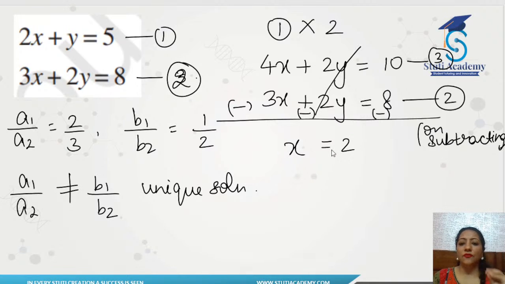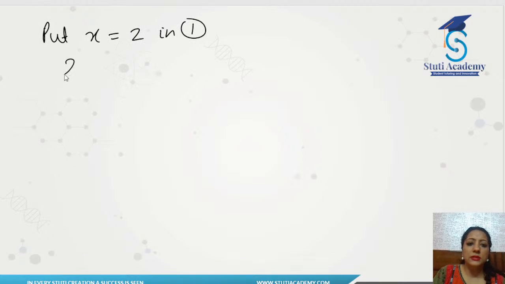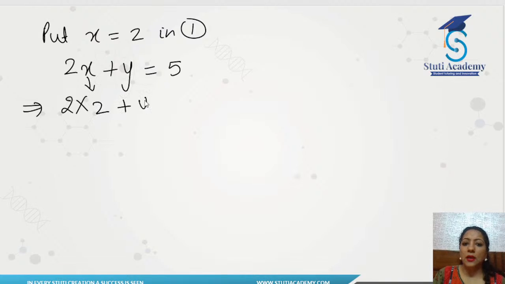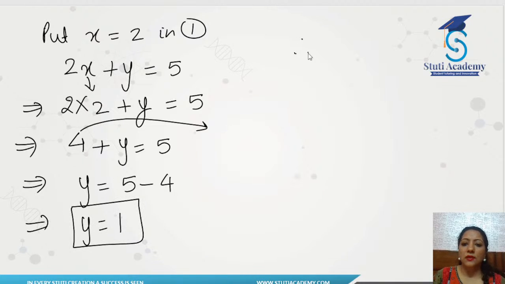Now we can pick up this value of x equal to 2 and we can put it in any of the equations, 1, 2 or 3, any one of these. So I'm going to put x is equal to 2 in the first equation. The first equation here is 2x plus y is equal to 5. And then I'm replacing this x by 2 and y will remain as it is. And this is 4 plus y is equal to 5. 4 will go on the other side and we will get y is equal to 5 minus 4. That means y is equal to 1. So therefore we have x as 2, y is equal to 1.